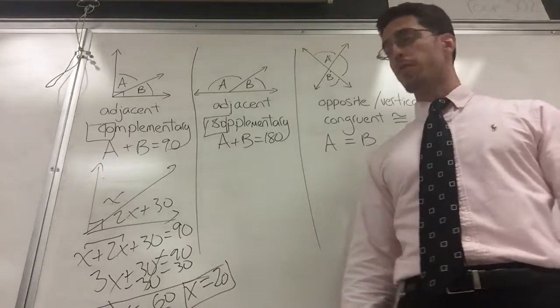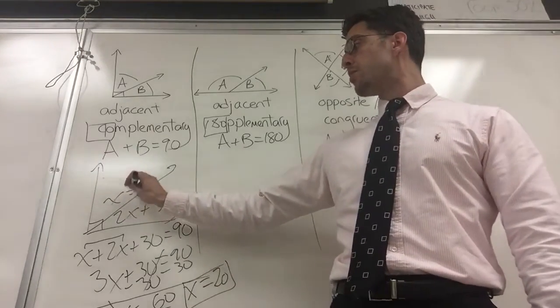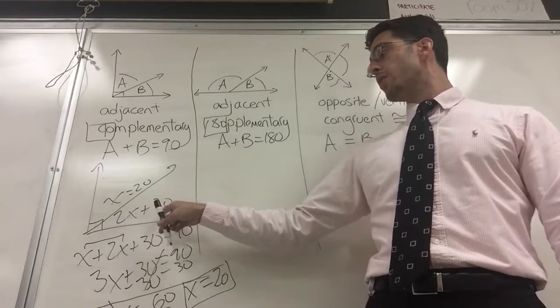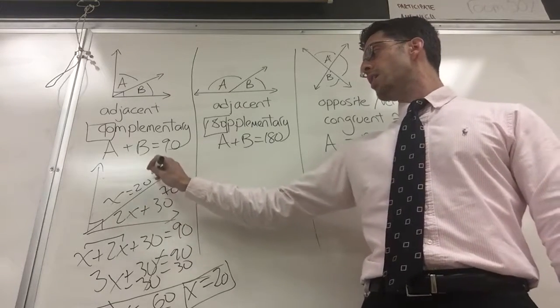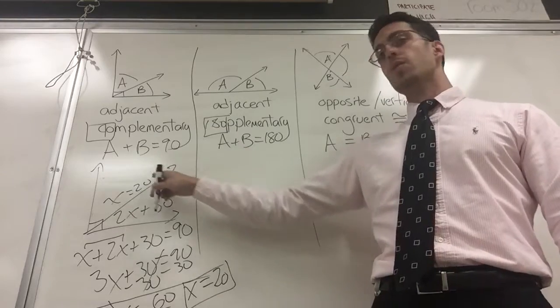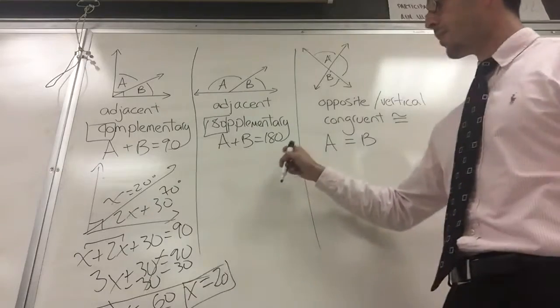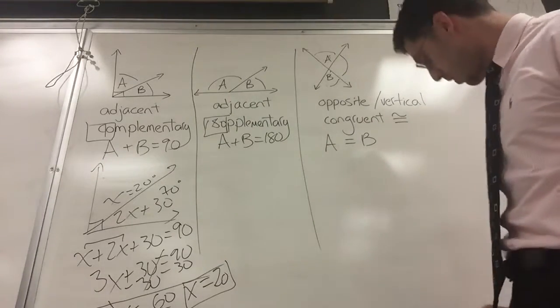And then they might even push you further and say, well, if this is x, that means that's 20. And this is 2x, so that's 40 plus 30 is 70. And 20 degrees, 70 degrees, wowie, that adds up to 90. So it worked. Let me get that out of your way, because I know you got it.